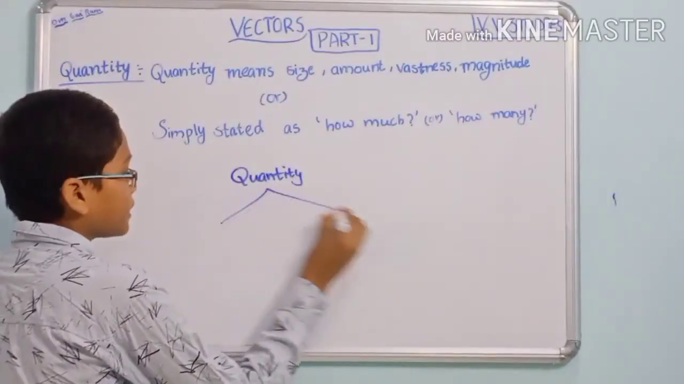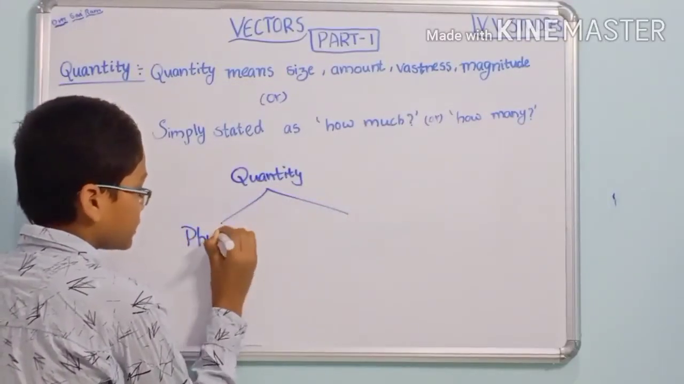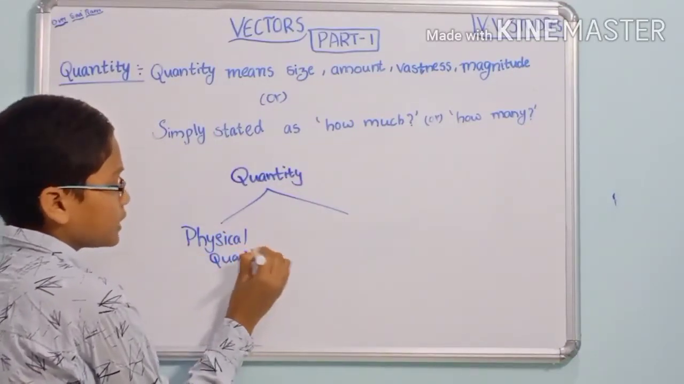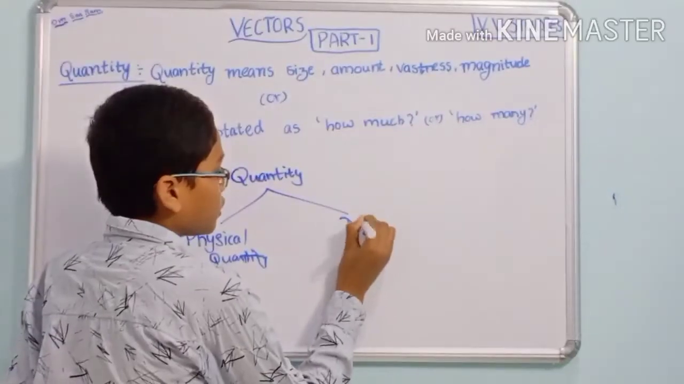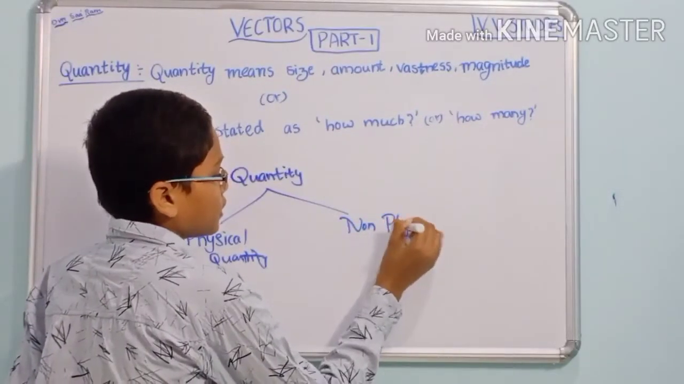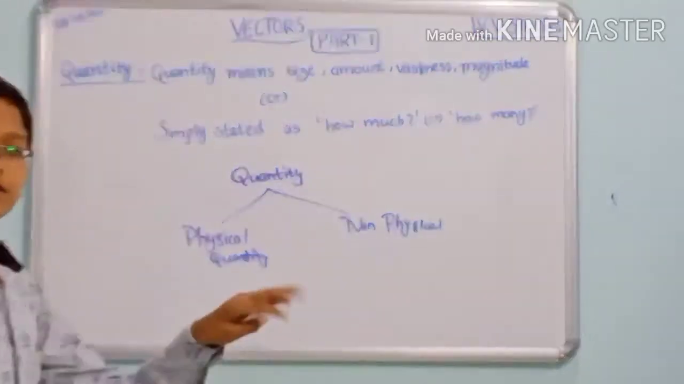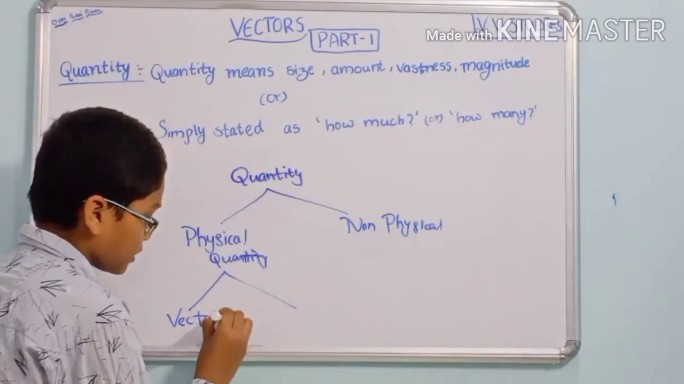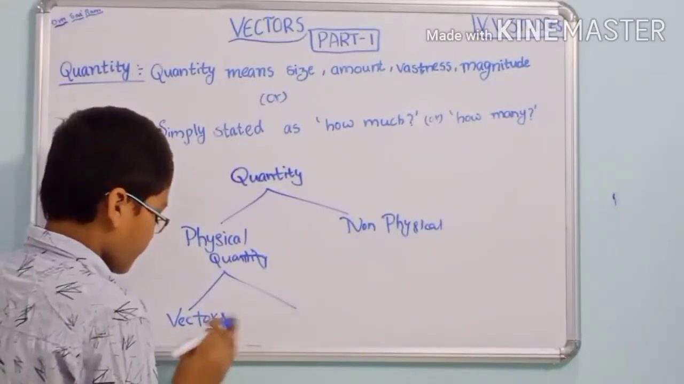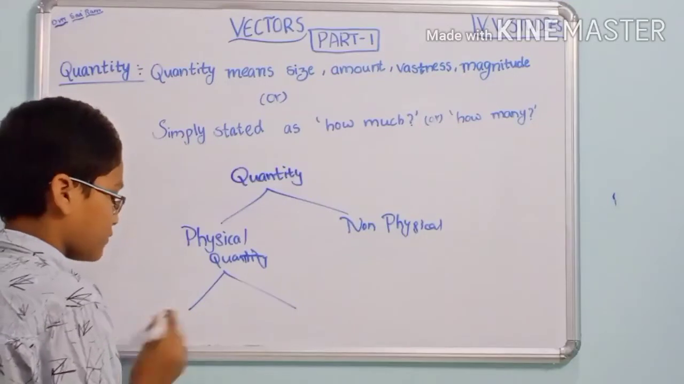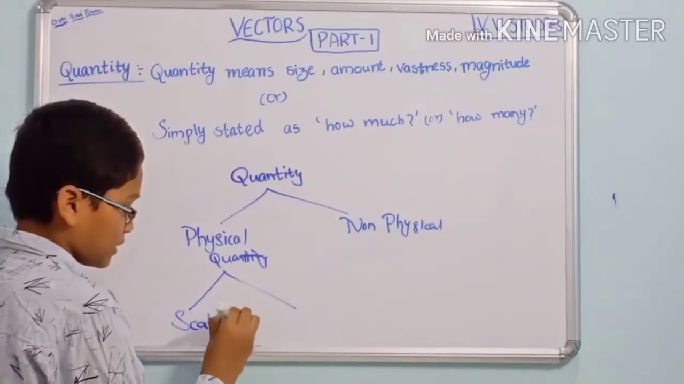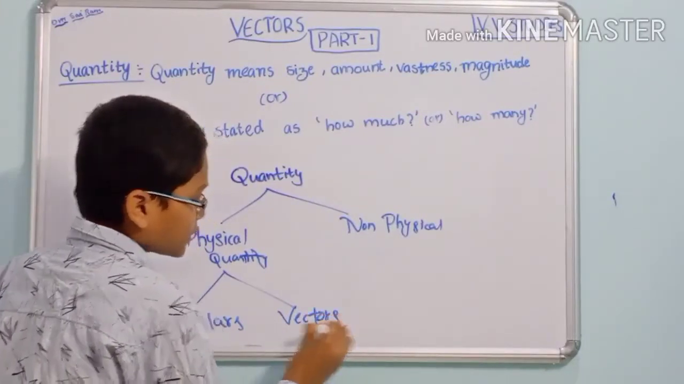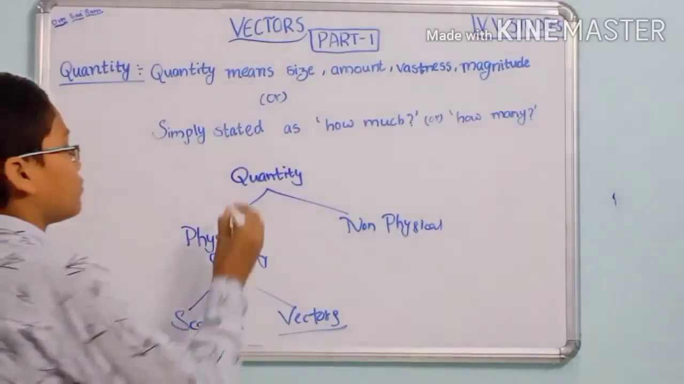Quantity is divided into two quantities, that is physical quantity and non-physical quantity. Again, this physical quantity is divided into two forms, that is scalars and vectors. Understood? Now why are we discussing the quantity?